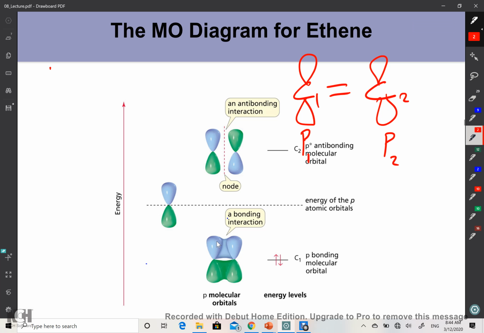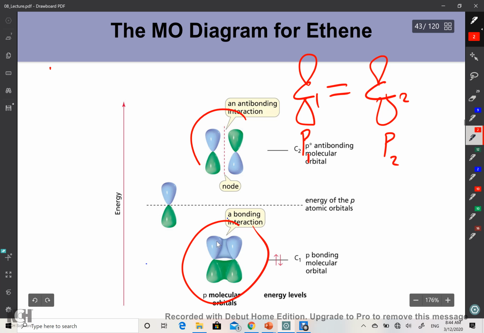And so those two orbitals now can interact with each other. They can combine. And so if they do that, they will generate molecular orbitals. Does that make sense? And so how many p orbitals do we have in here? 2. How many molecular orbitals are we expecting to form? 2. That's why we have those 2. Those are the 2 molecular orbitals.